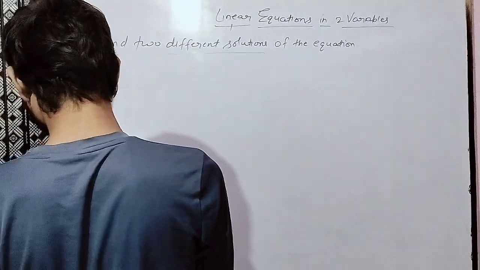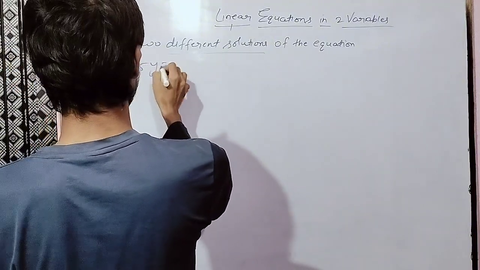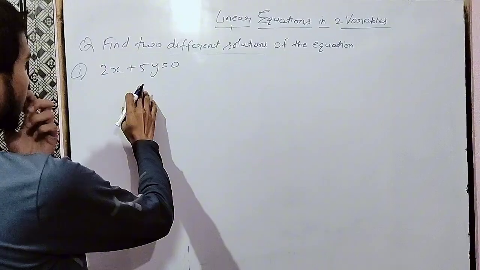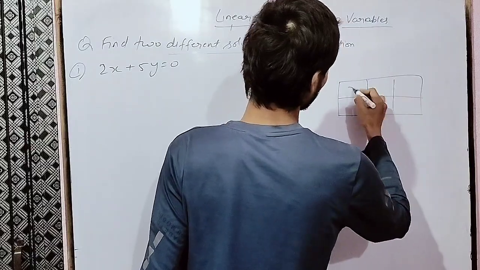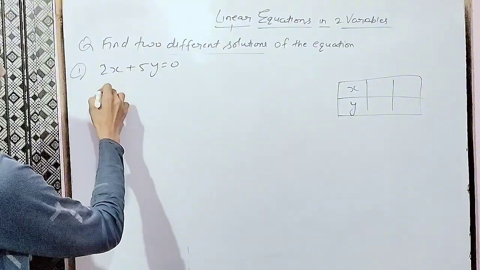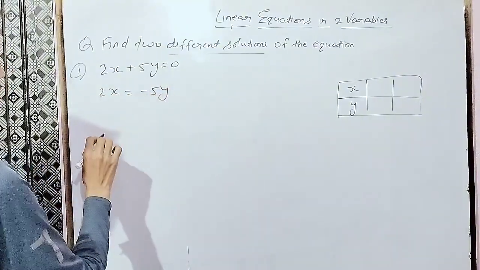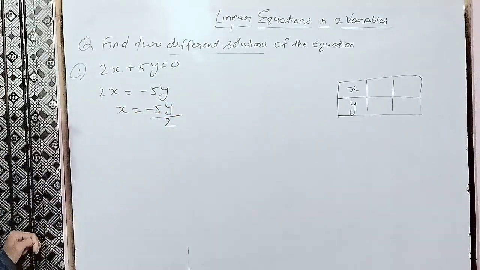We have the equation 2x plus 5y is equal to 0, and we are going to find two different solutions of this given linear equation. We can make a box. Now we will simplify it: x is equal to minus 5y upon 2.